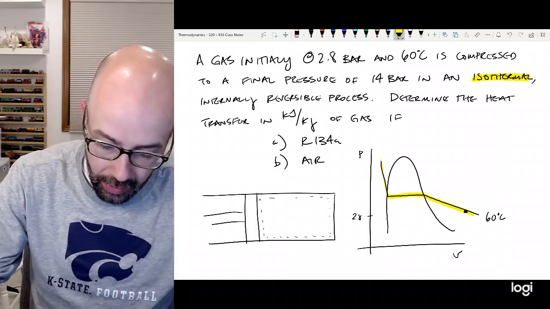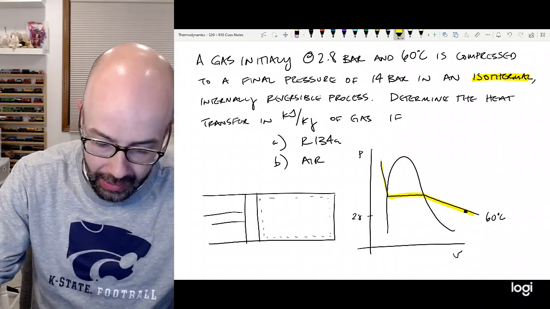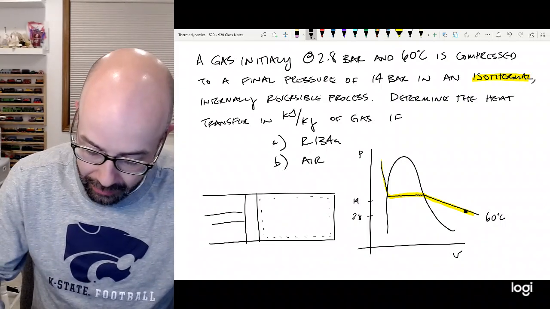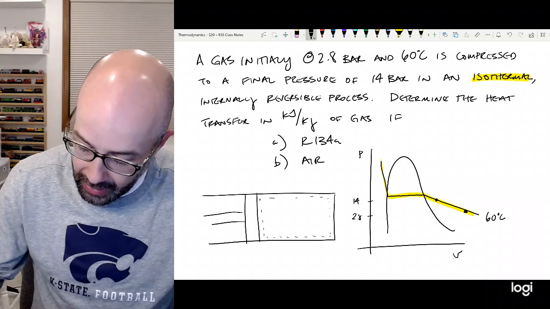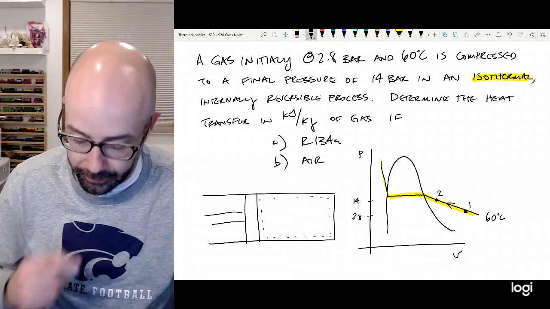Okay, so what we're going to do here is go up to a final pressure of 14 bars. That's going to go up some distance here to 14 bars. So here we go to 14 bars, and this is going to be our state 2. So state 1 and state 2 is how this is going to go.